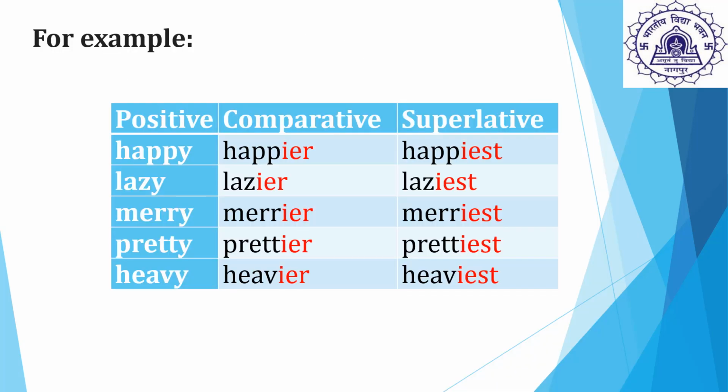Okay. Now let's see a few more examples of the same rule, which says happy. As you can see, the consonant Y will be removed, and what will we put in that place? IER in the comparative degree, happier, and IEST in the superlative degree, happiest. Lazy becomes lazier, laziest. Merry becomes merrier, merriest. Pretty becomes prettier, prettiest. Heavy becomes heavier and heaviest.